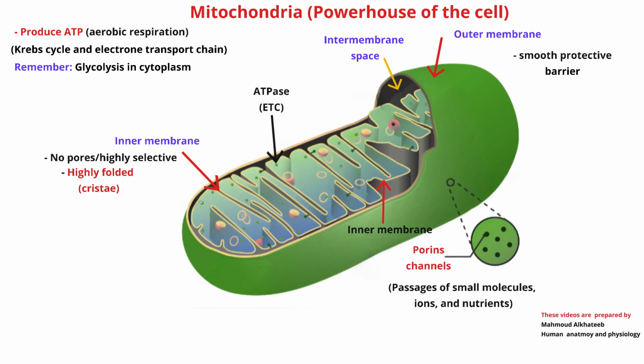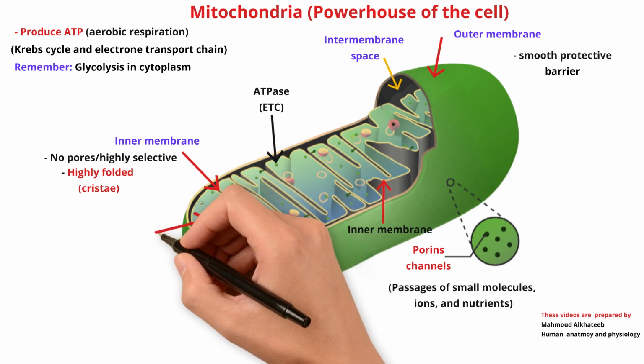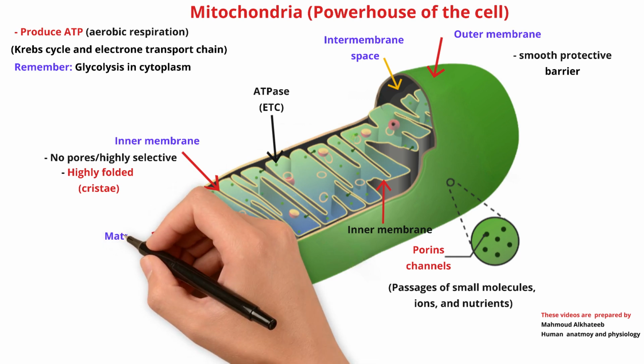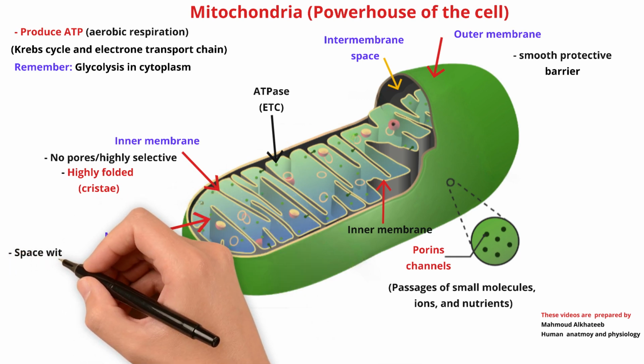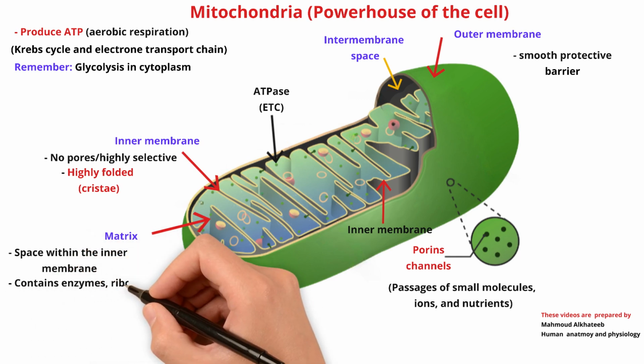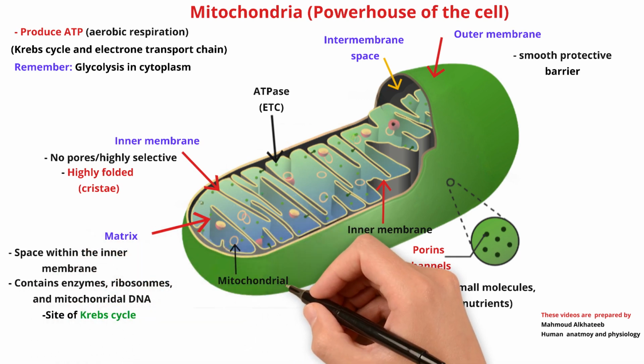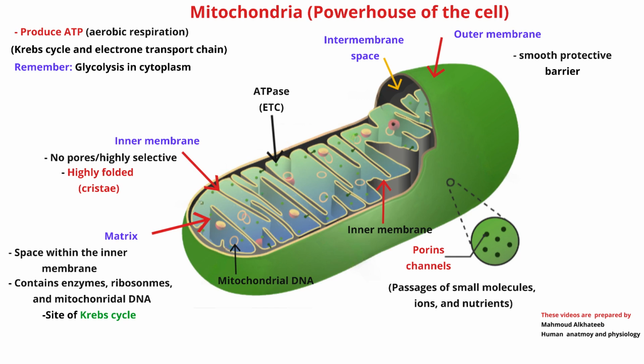So the inner membrane is the location where the electron transport chain happens. Inside the inner membrane, we find the mitochondrial matrix, a dense, gel-like substance that contains enzymes, ribosomes, and mitochondrial DNA. This matrix is where critical metabolic reactions occur, including the Krebs cycle, which generates molecules necessary for ATP synthesis.